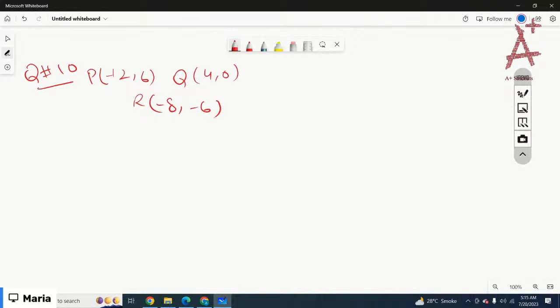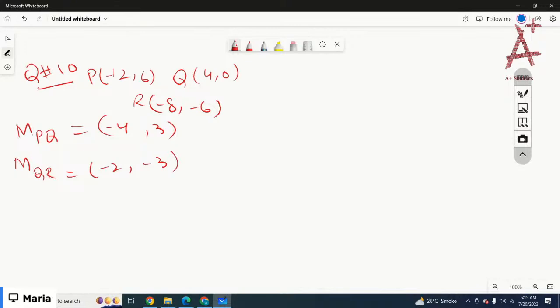Okay, first of all, I'm going to calculate the midpoints of PQ and QR. So the midpoint of PQ: -12 plus 4 is -8, -8 over 2 is -4. Then 6 plus 0 is 6, and 6 over 2 is 3. That is the midpoint of PQ. Then the midpoint of QR: -8 plus 4 is -4, and -4 over 2 is -2. Then 0 plus -6 is -6, over 2 is -3. So here are the midpoints of PQ and QR.